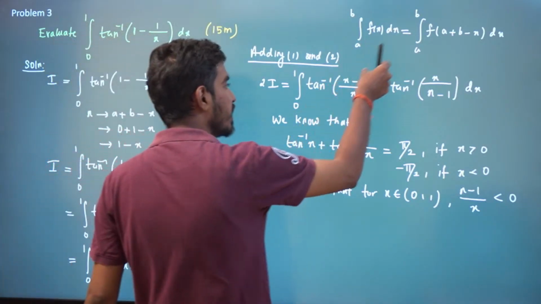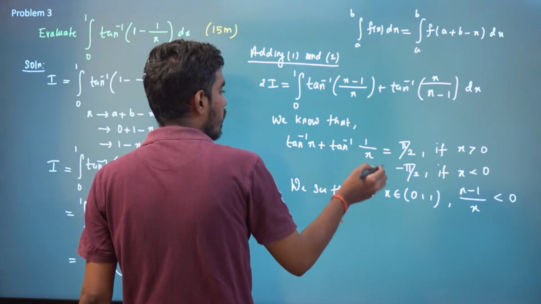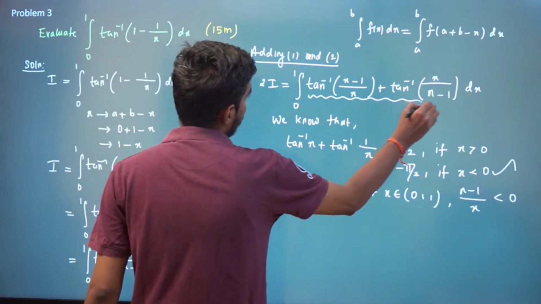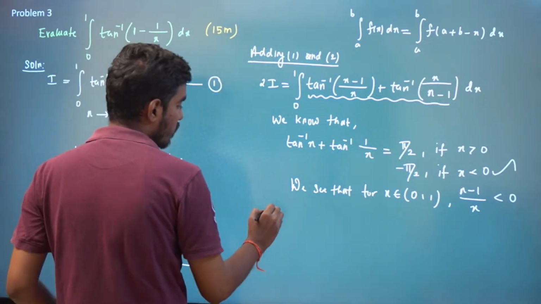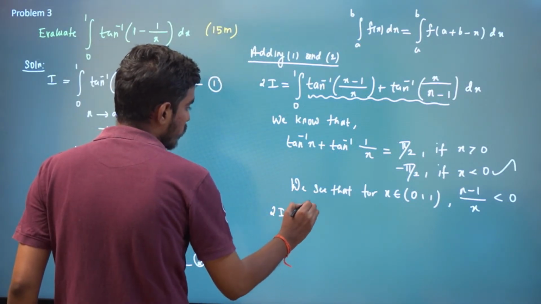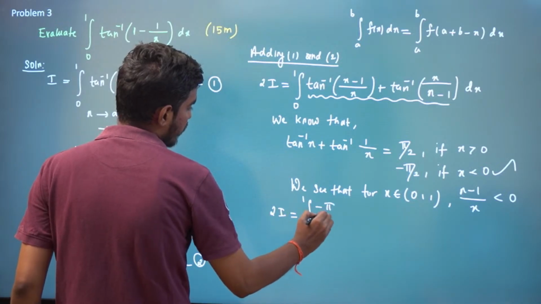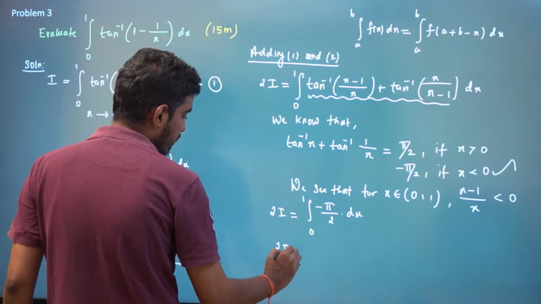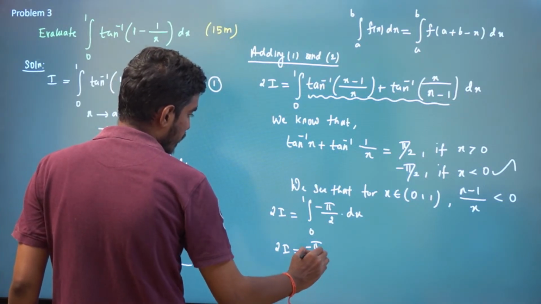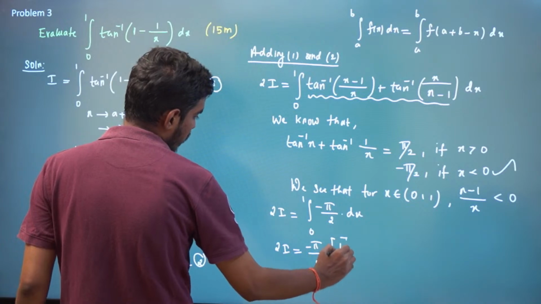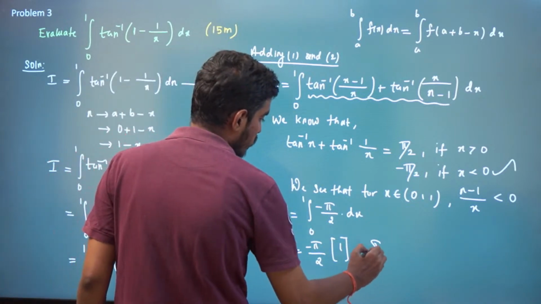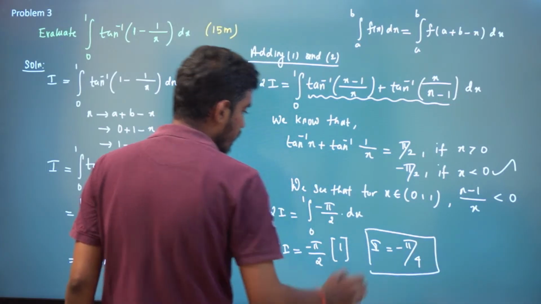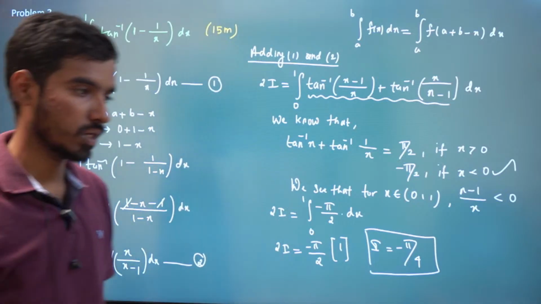So, tan inverse of x plus tan inverse of 1 by x, I ought to use this, right? If x is less than 0, then this full quantity will be equal to minus pi by 2. So, we have 2I is equal to integration of 0 to 1 minus pi by 2 dx. Integration of dx is x, upper limit minus lower limit will give you 1 minus 0. So, we have I is equal to minus pi by 4. So, minus pi by 4 is the required integration value for this problem.